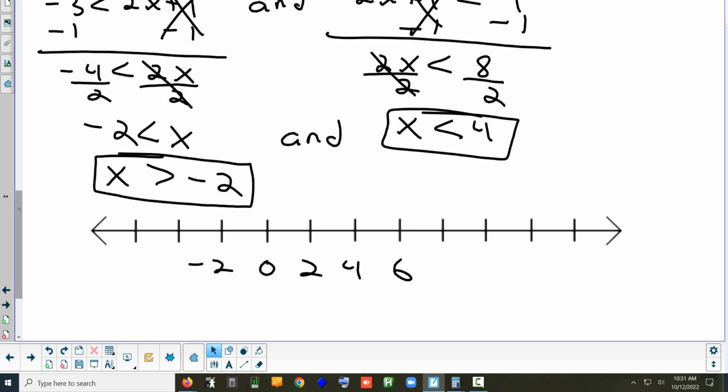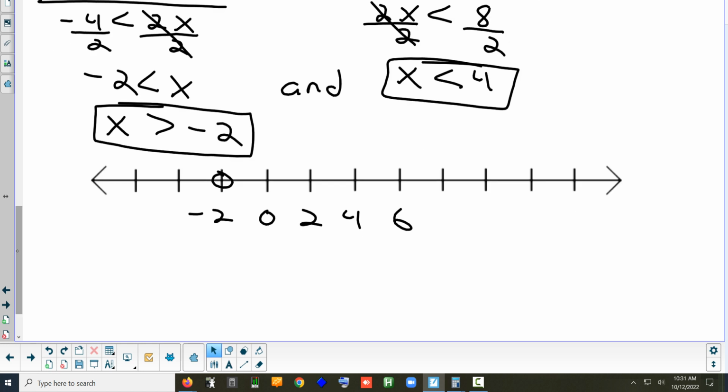All right. Michael, what kind of circle on -2? Open. Annika, what kind of circle on 4? Open. And this is an and. So where do I shade? Yep. In the middle. Perfect.